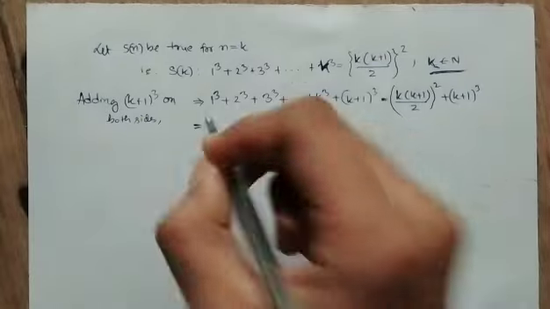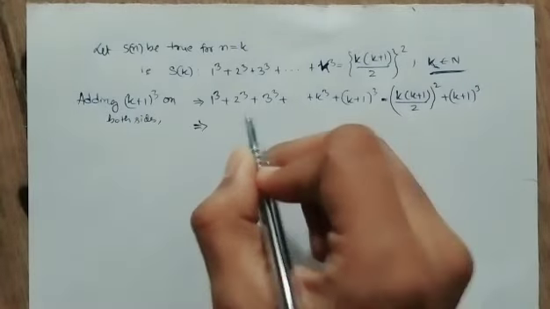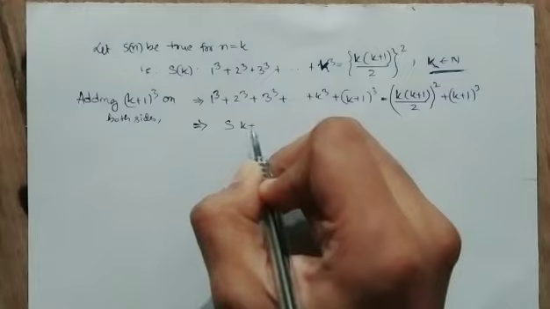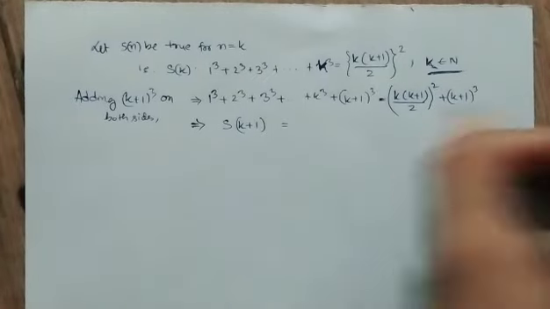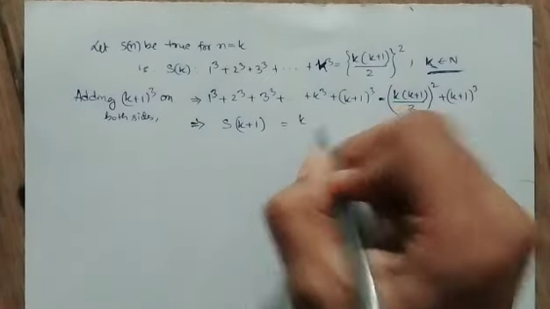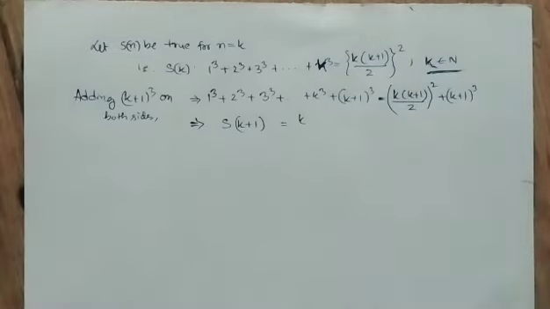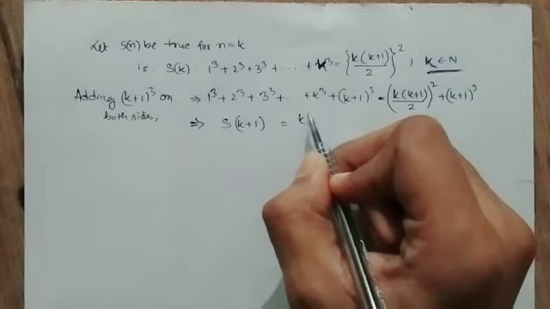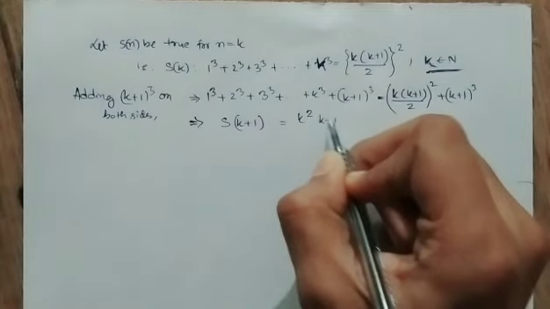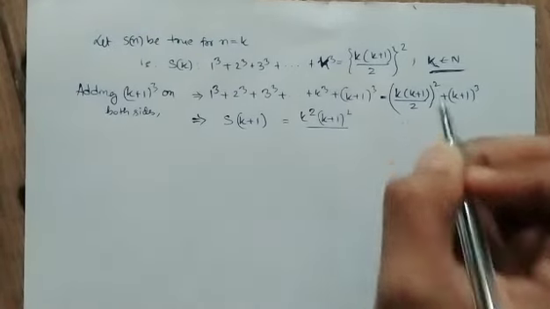This statement is nothing but you can replace it by Sk plus 1. And on the right side, these are product terms, so you can just distribute the power. k plus 1 square, what is 2 square?